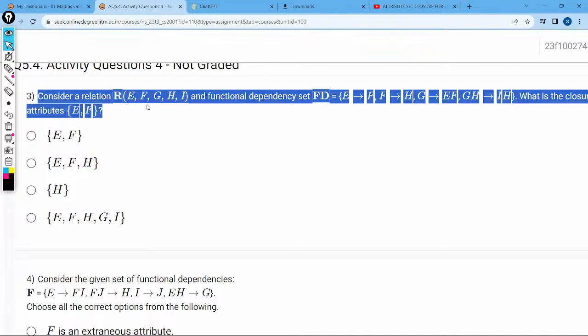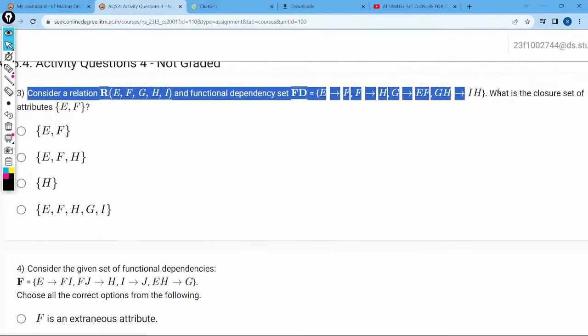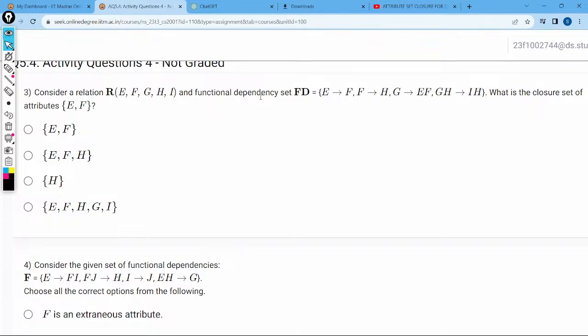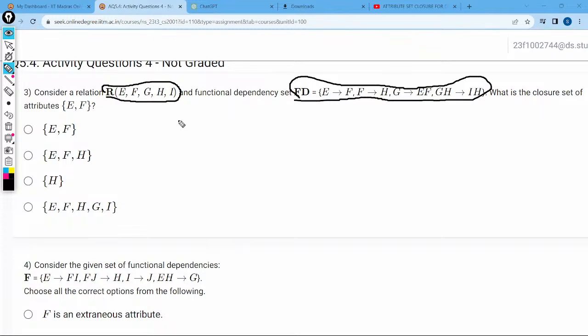Consider a relation EFGHI and the functional dependencies. What is the closure set of E and F? So this is the relation, and this is the FD. What we need to find is EF plus, the closure set of EF.